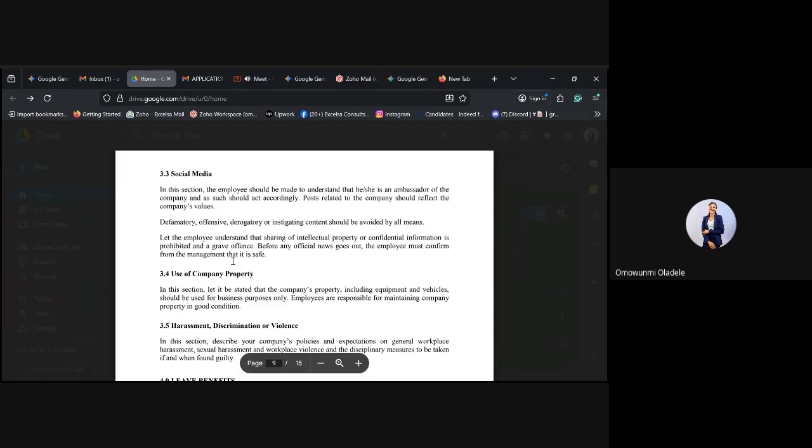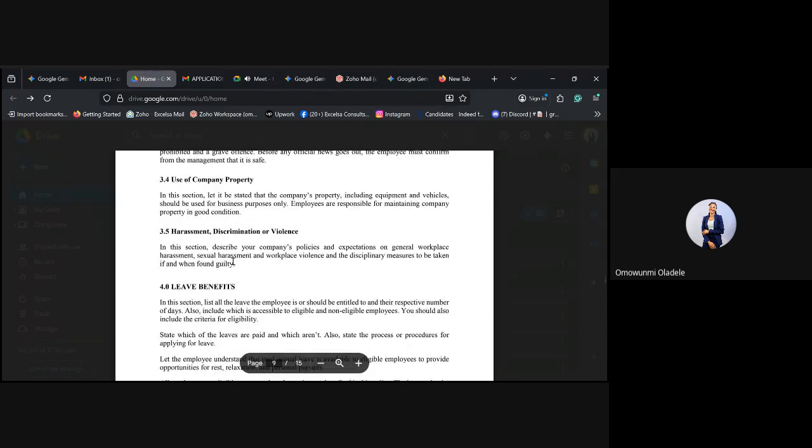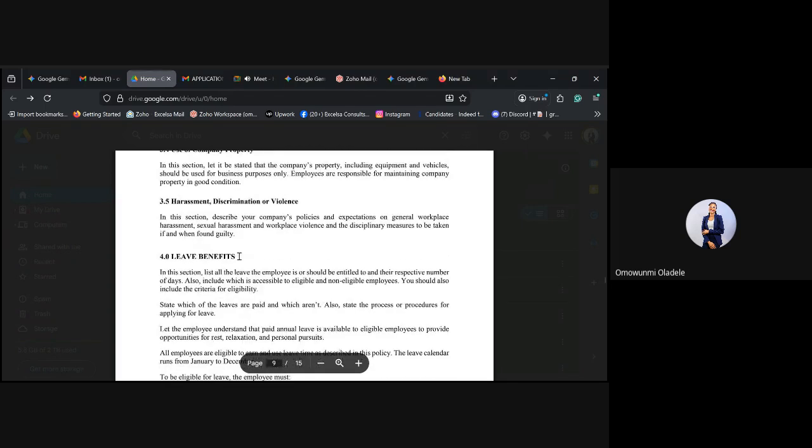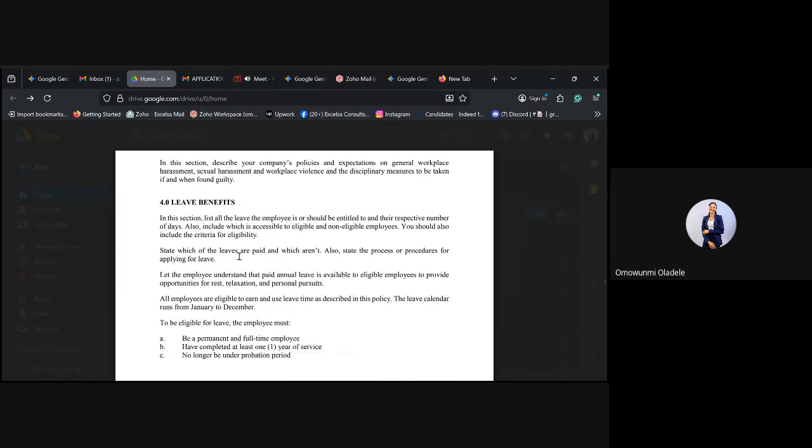Use of company's property should be for company-related purposes. Harassment, discrimination, violence: the organization frowns at all of this. And then leave. In fact, leave is one policy that all organizations must have.